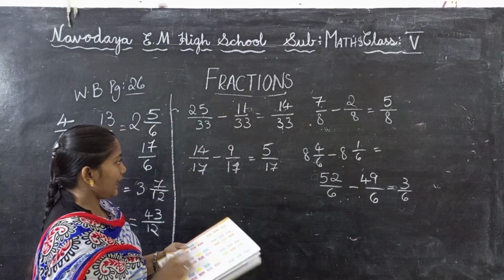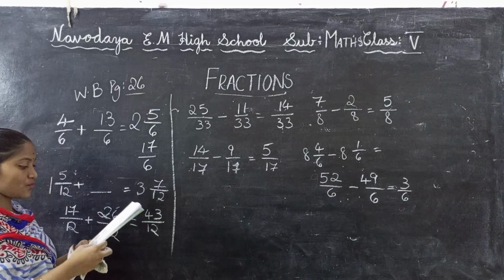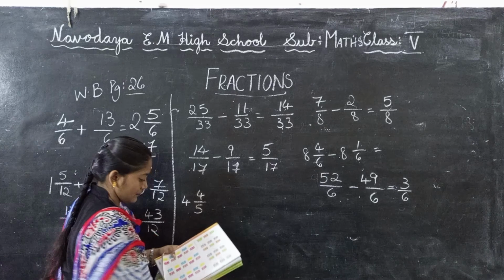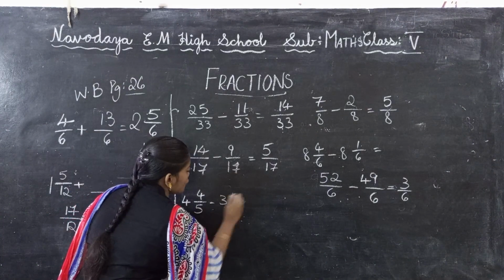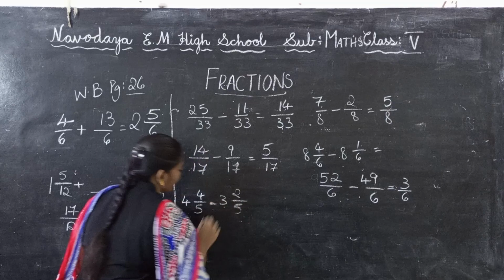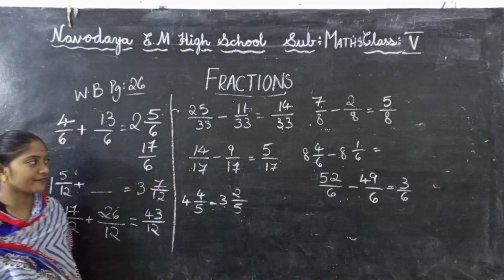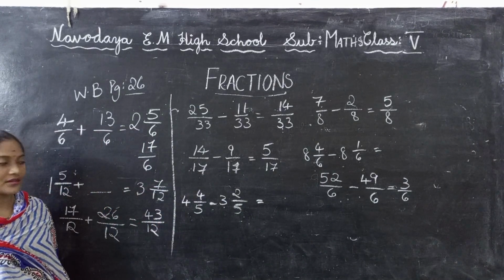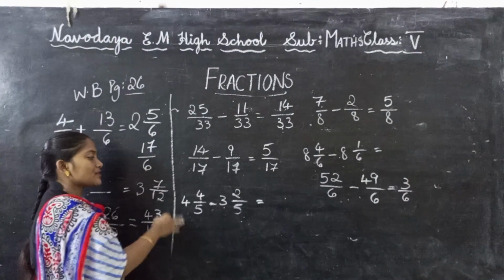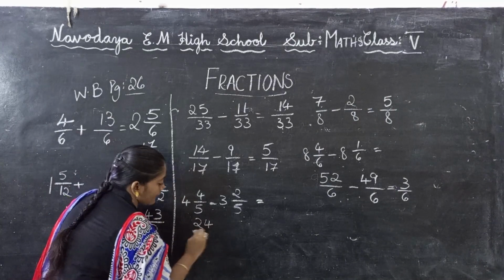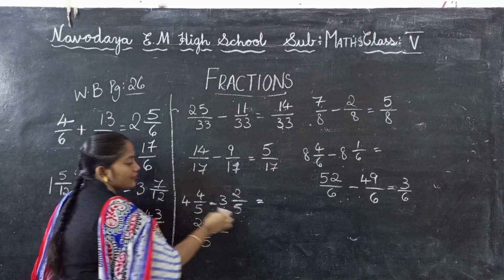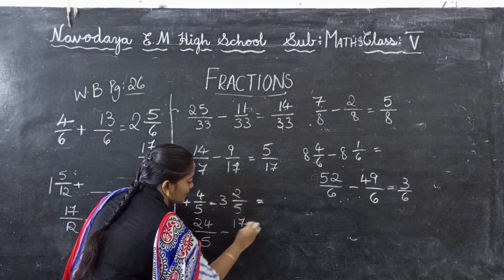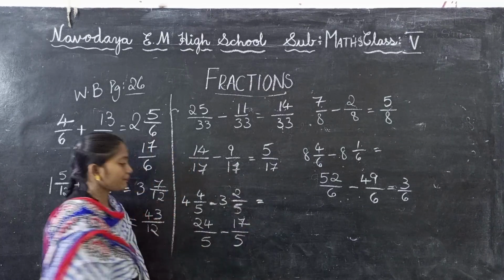The next one, 8 4 by 6 is completed. So next one, 4 4 by 5 minus 3 2 by 5. These are mixed fractions. 5 4s are 20 plus 4, 24 upon 5. 5 3s are 15 plus 2, it's 17 upon 5.